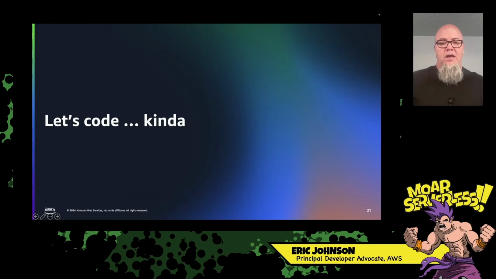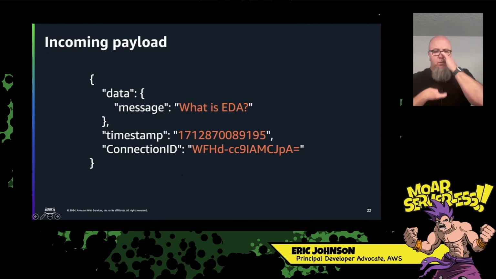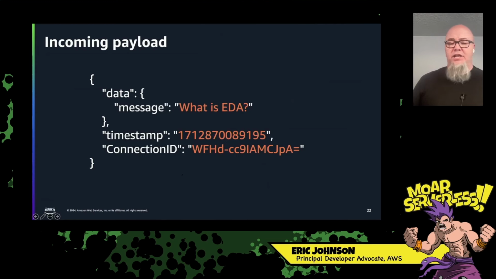But let me show you kind of what this looks like when we're actually building it. So first of all, let's take a look at what the incoming payload is. We got a couple things. First of all, our data envelope, and in that is going to be a message, which is the question asked. In this instance, we're going to say what is EDA. And if you don't know what EDA is, we'll get to that. The next thing is we have a timestamp, here's when it happened, because when we're saving this, we want to know the order of questions and answers so that history works when we're sending it back.